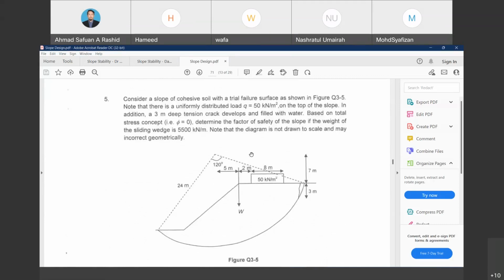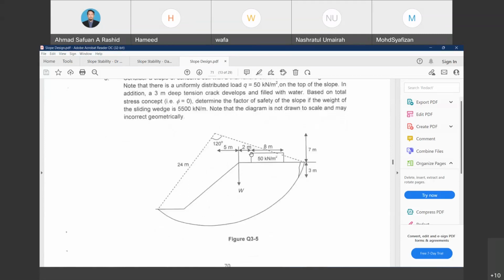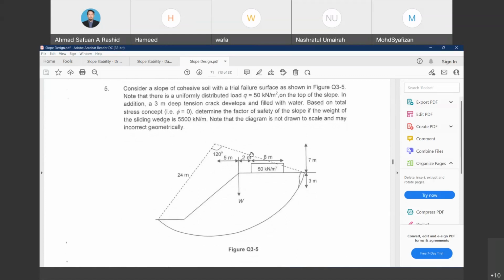So the last example, where we have this kind of problem with a tension crack, and also there is a surcharge on the top of the slope surface. In this case, we have three types of driving moment.